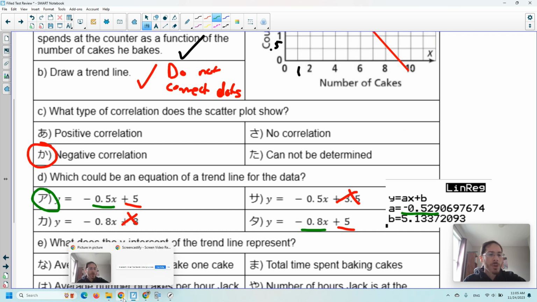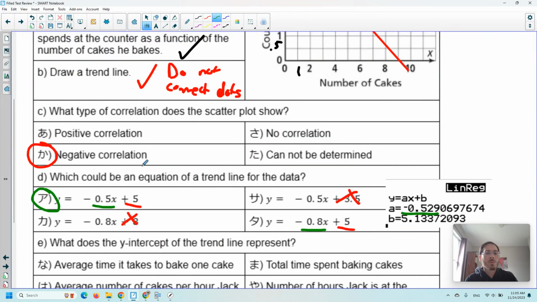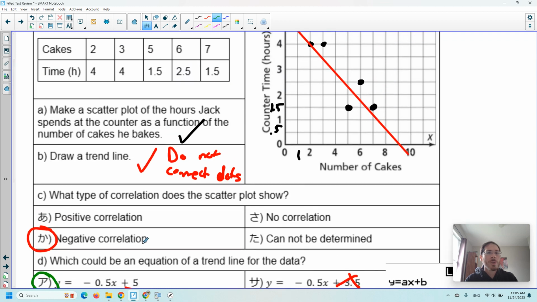If you want to do it in Desmos, let's bring up Desmos real quick, and we'll do it in Desmos as well. Remember to bring up a table. We get the little plus sign up here, the little cross. We do the table. Put in the data: 1, 2, 4, 2, 3, 5, 6, 7.